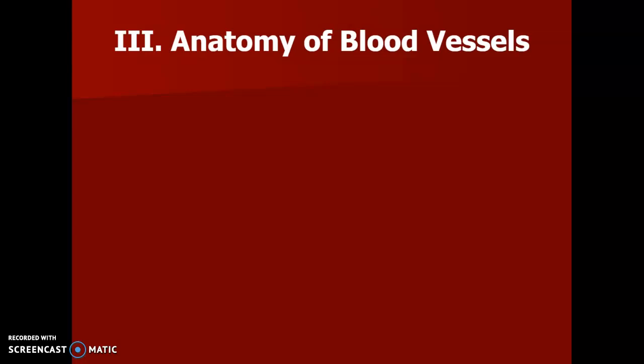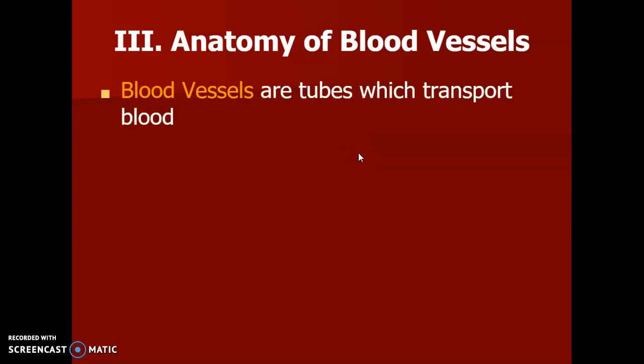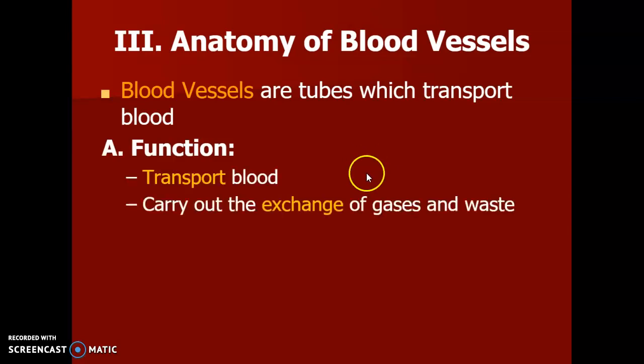So today I want to talk to you about the blood vessels that actually carry the blood and the three major kinds of vessels, how they're different, how they're similar, and what they do and how they're built. So let's get started. Blood vessels are literally nothing more than tubes that transport your blood. Their function is to transport blood and carry out the exchange of gases and waste.